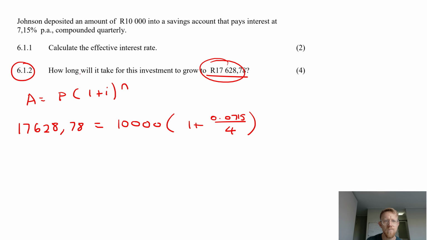Now we don't know how long it's going to take, so now some learners get confused, like should you put a 4n over here or should you just put an n? It's up to you, but you need to know what you are doing. So if you put 4n, then n is your number of years, okay? But if you rather just say n altogether, like that, then when you get your final answer, that is the number of quarters.